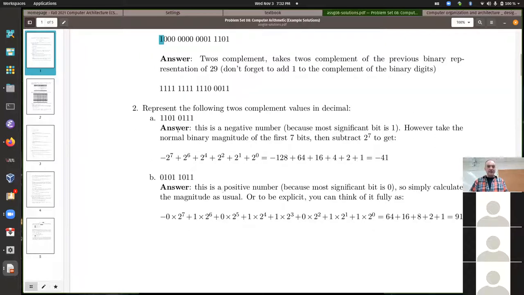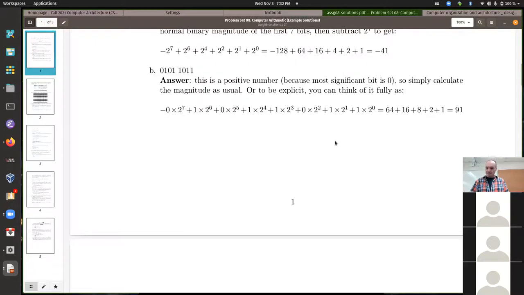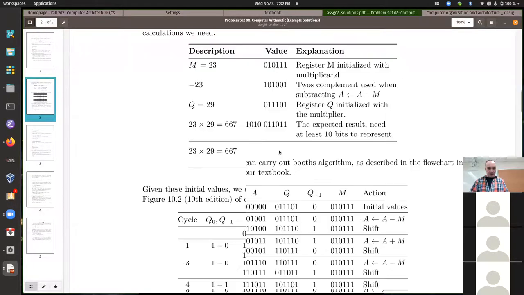And also vice versa. If I told people that a number was represented using 2's complement, most people got this correct, although there were a few calculation mistakes, missing a bit or something. But yeah, I'll go right past that one.